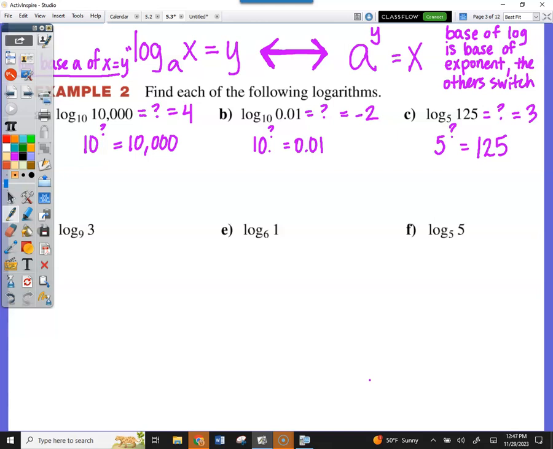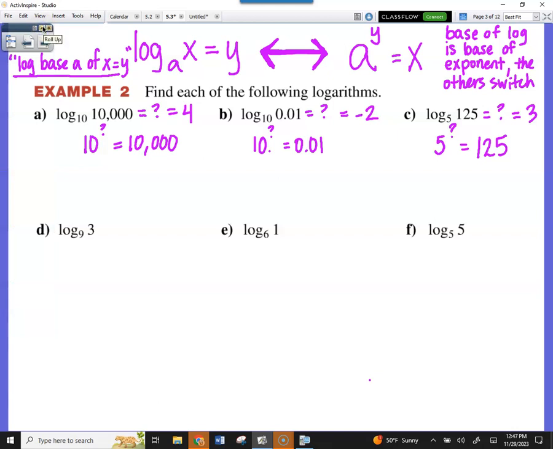Let's do these down here. So this is log base 9 of 3 equals what? Let's rewrite it. So that would be 9 to what power equals 3? What do you notice is happening here? It's getting smaller. It is a square root.